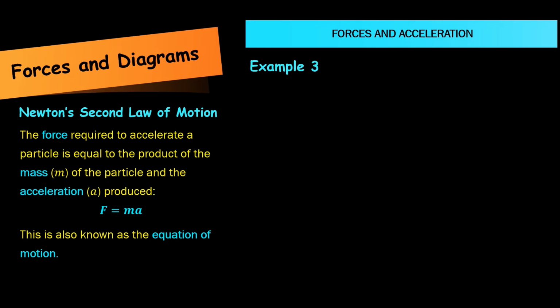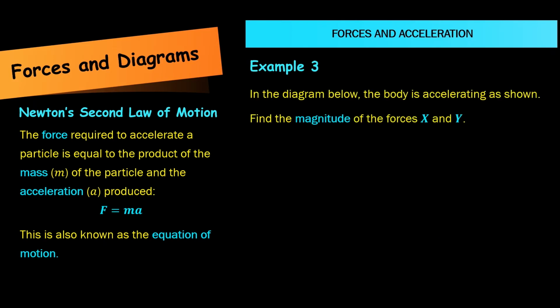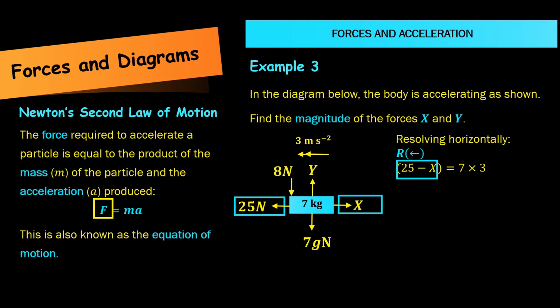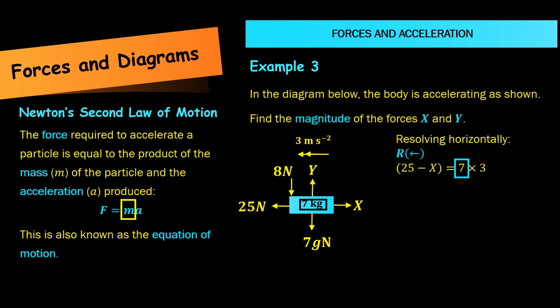And now for the next example. In the diagram on your screen, the body is accelerating as shown. Find the magnitude of the forces x and y. So let's begin by resolving horizontally first. We're going to resolve in the direction of acceleration, which is towards the left. So we have the force, which is 25 minus x, equals the mass, which is 7, times 3, the acceleration. And tidying up gives us x equals 4 N.